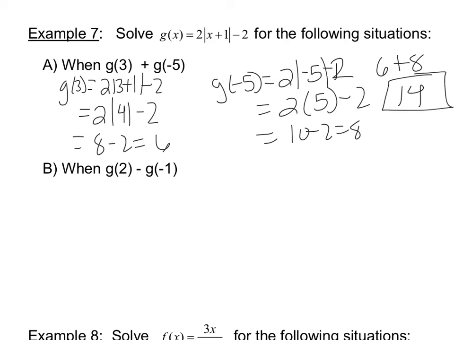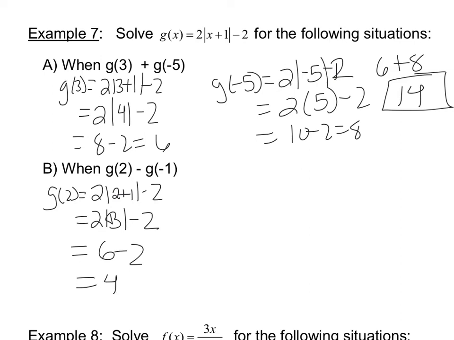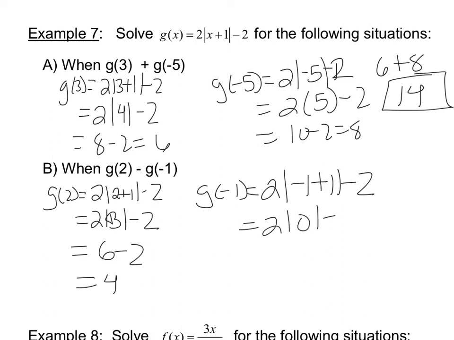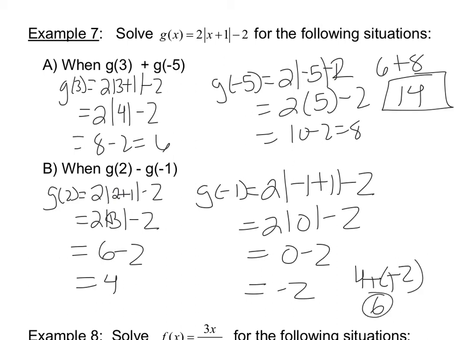Okay? So here we'd have g of 2 equals 2 times the absolute value of 2 plus 1 minus 2. 2 times the absolute value of 3 minus 2. 6 minus 2, 4. G of negative 1. 2 times the absolute value of negative 1 plus 1 minus 2 equals 2 times the absolute value of 0 minus 2. Well, 2 times 0 is 0. 0 minus 2, negative 2. So now we have 4 minus negative 2.